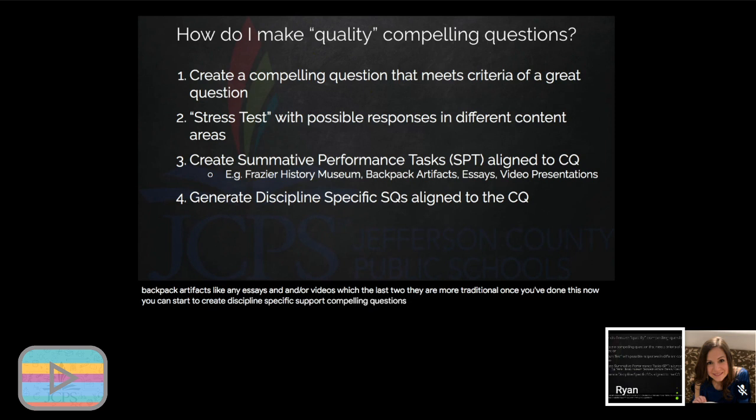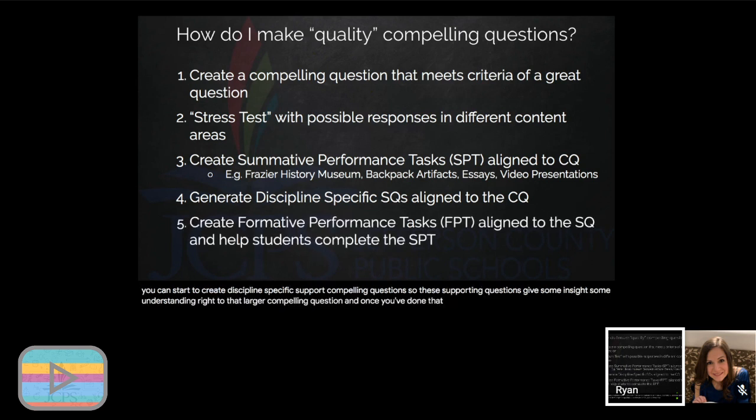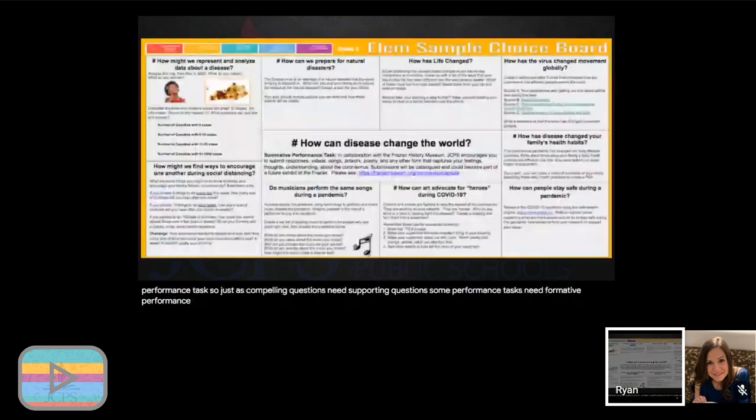Once you've done this, now you can start to create discipline-specific supporting questions that are also aligned to the compelling questions. So these supporting questions give some insight, some understanding, right? Your compelling question. And once you've done that, we create formative performance tasks that are aligned to those supporting questions that also help students complete the summative performance task. So just as compelling questions need supporting questions, summative performance tasks need formative performance tasks.